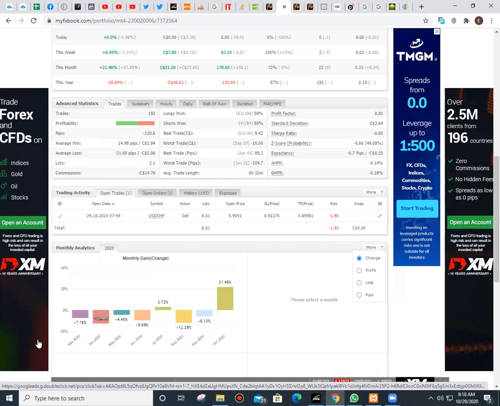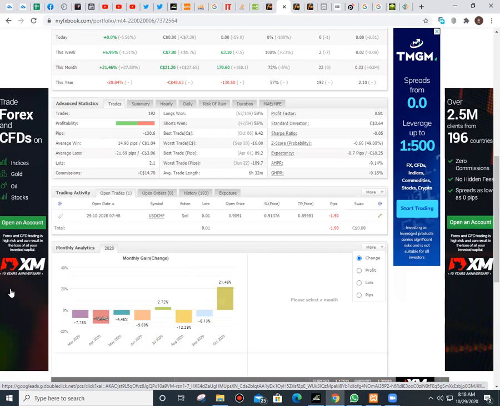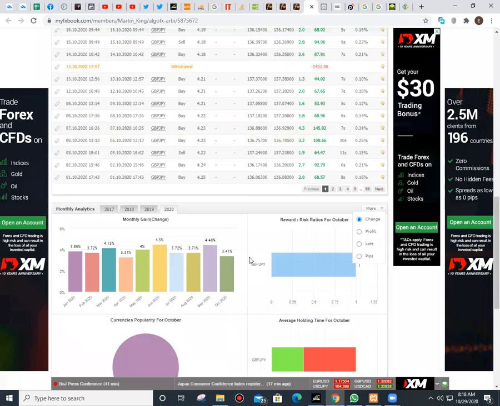Now, in terms of changes, this person has actually gotten 21.46%. It means the account has grown by 21.46%. Come and check this one. He has grown his account by 3.41%. Who has performed well?